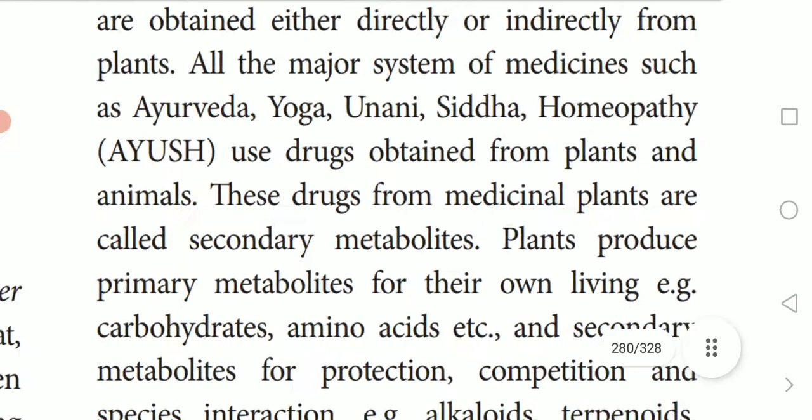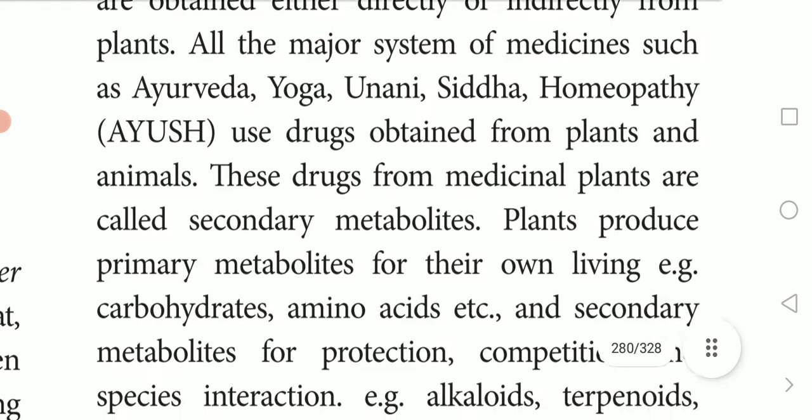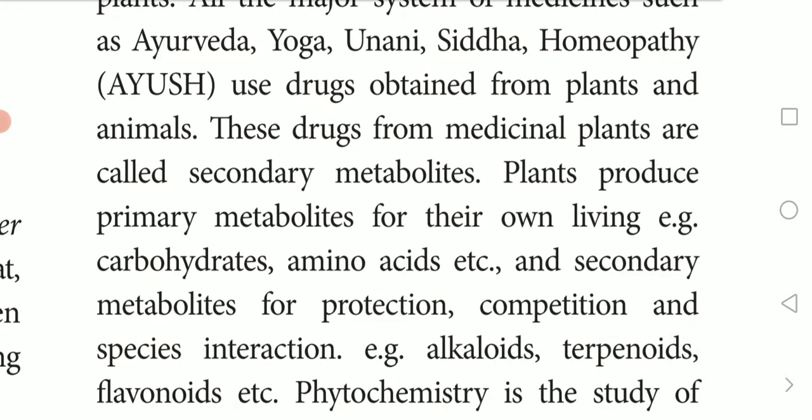All the major systems of medicines such as Ayurveda, Yoga, Unani, Siddha, Homeopathy. So these are the major systems of medicines. Homeopathy uses drugs obtained from plants and animals. These drugs obtained from medicinal plants are called secondary metabolites.